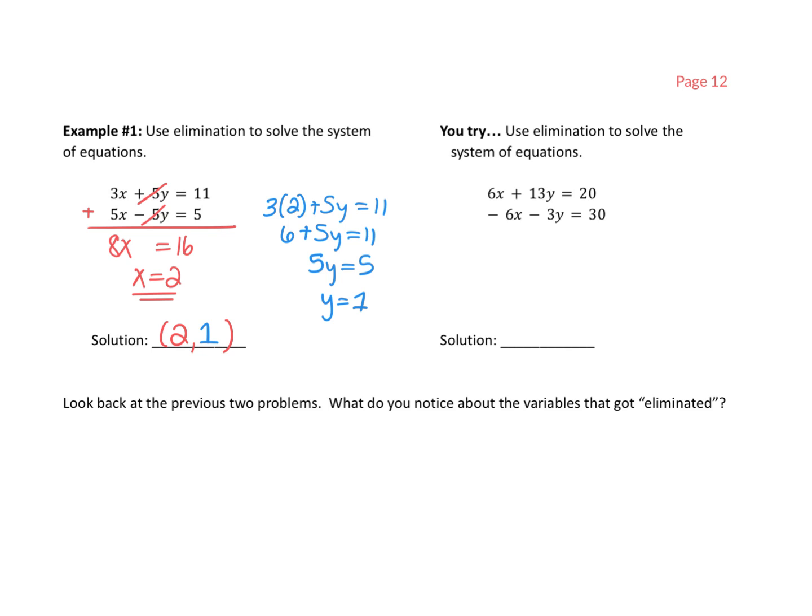All right, now it's your turn to pause the video. Try using the elimination method to solve the second system of equations. Push play when you're ready to check.